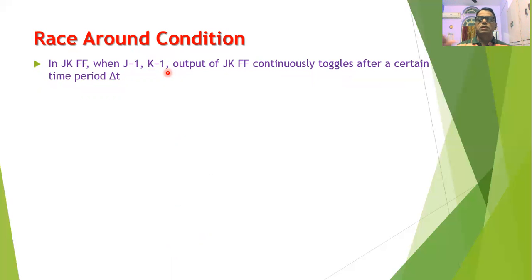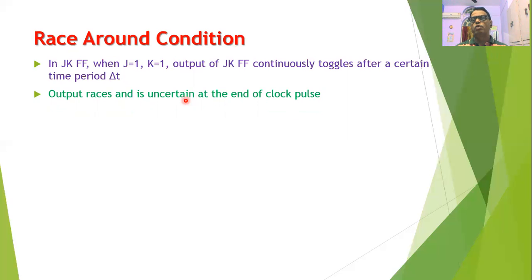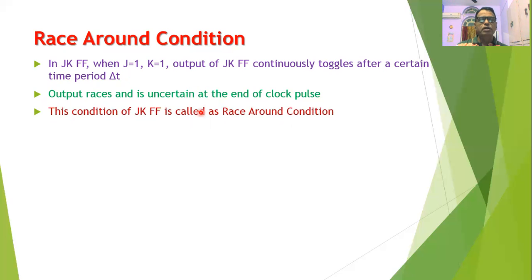But suppose the clock pulse is made high for a long duration of time. Then we will find that the output of the JK flip-flop will go on continuously changing after a certain small amount of time called delta T. That is, the output will race and the output will be uncertain at the end of the clock pulse. So we are not sure what kind of output we will get, because after every short duration of time delta T, the output of the JK flip-flop will get toggled when the clock pulse is high for a long duration of time. And this condition is called the race around condition in the JK flip-flop.